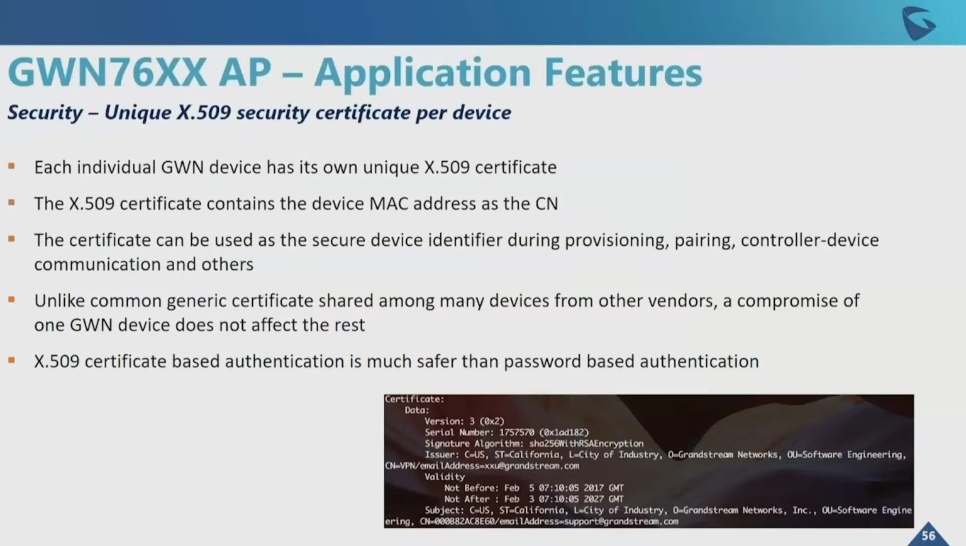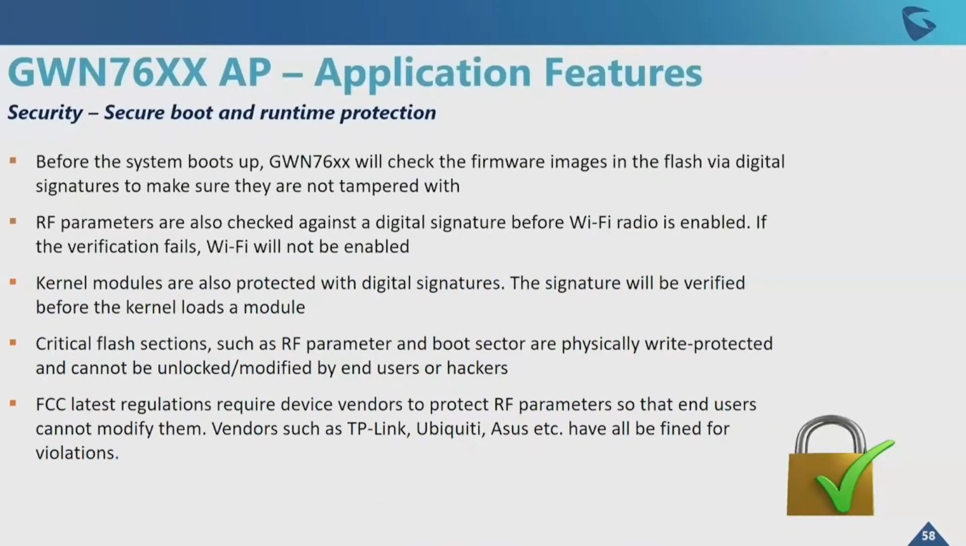And of course, we have secure boot and runtime protection. This, of course, prevents the firmware from being tampered with, but it also prevents failed firmware upgrades. Every time the system boots up, it checks the firmware images and makes sure that the firmware files are good. It will not try to load that firmware unless it passes a digital signature check. It also prevents RF parameters from being modified, and the main kernel modules are protected with digital signatures as well. And so it's less likely to have bricked devices during firmware upgrades. And of course, we have the latest FCC regulations to protect the RF parameters, because every country has different RF parameters based on government policies.